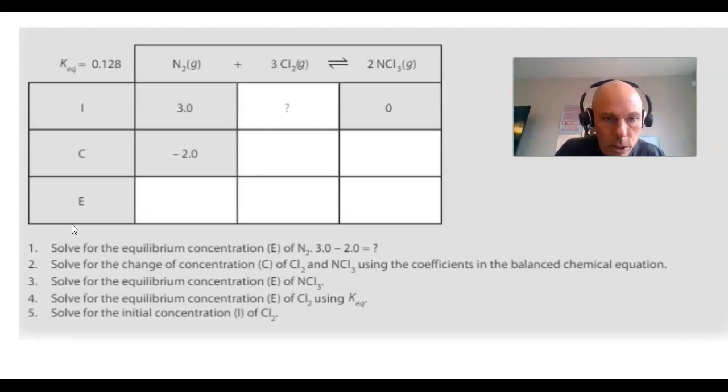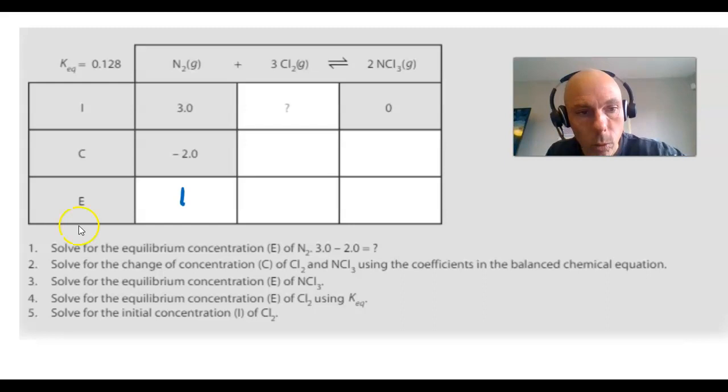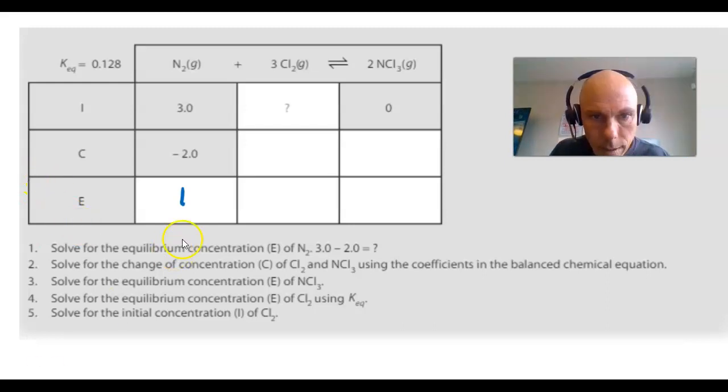All right, so in the first question, it says to solve for the concentration of N2 at equilibrium. Well, if it starts at 3 molar and goes down by 2 molar, it'll end up at 1 molar. So I'm going to put a 1 in there for N2 for E. So now we want to find the changes that chlorine and NCl3 undergo. As the step reminds us, the changes will adhere to the stoichiometric ratios. The ratios of the changes will be the coefficients.